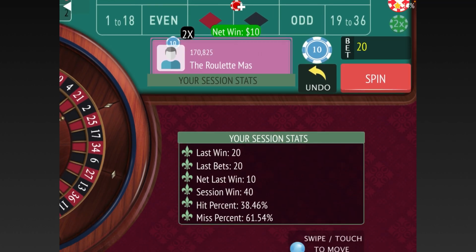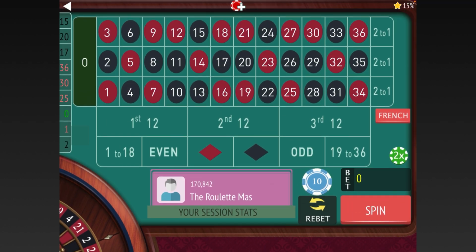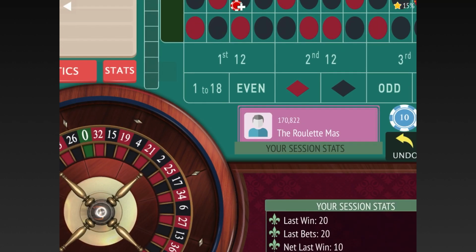Okay, and we got another win. We're up $40. And now we're on to the next 3 numbers, which is 17, 20, and 15. So that means we'll leave the second 12 out on all 3 of the next spins. So let's go ahead and get started.